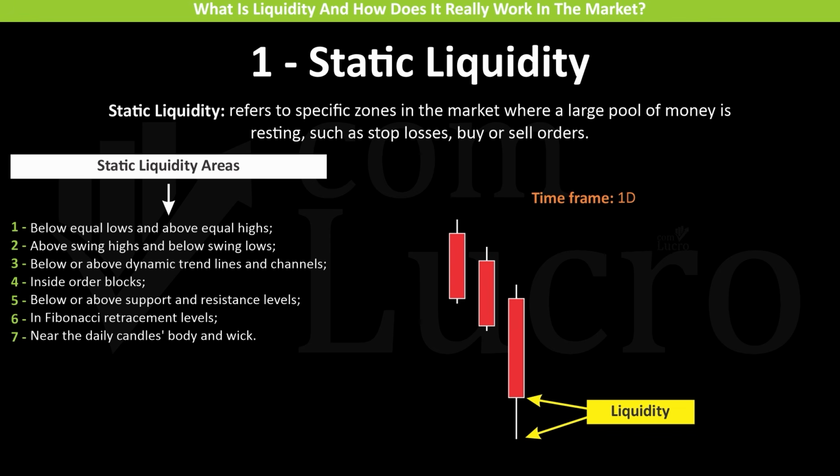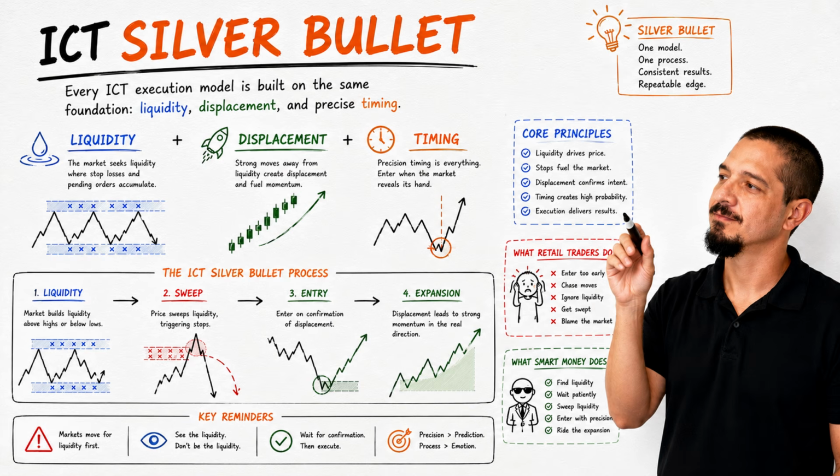Some of these areas attract more attention than others, especially those widely recognized by traders, which leads to a concentration of stop losses and pending orders, increasing the probability that price will move toward them to capture liquidity. Now that you understand how liquidity forms and how price moves to absorb it, we can begin applying these principles inside real ICT trading models. Because once you understand liquidity correctly, most ICT strategies stop looking random and start revealing the same underlying institutional logic.